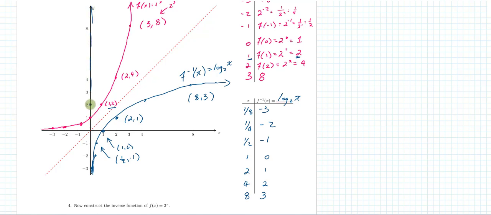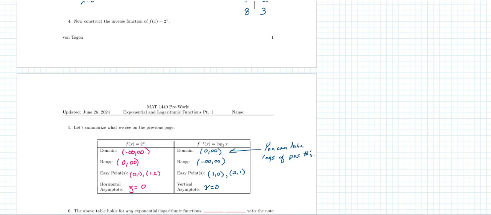It's a little bit hard to see these when they land on the axes, but go ahead and label that asymptote at x equals 0. Likewise, I'm going to go ahead and label this asymptote right here with a dashed line along the x-axis. That's the horizontal asymptote that the 2 to the x function has at y equals 0. Okay.